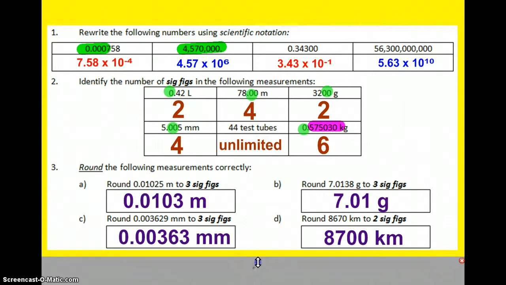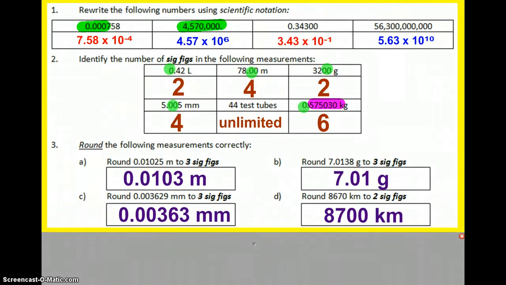Question 3, rounding the following measurements correctly. So if I need 3 sig figs, then the zeros in front don't count, the 1 and the 0 and the 2, but the 5 tells me to round up, so that's why I have the 3 there. For letter B, 3 sig figs again, 7, 0, 1. The 3 tells me to just drop the rest, so that's why it's 7.01.